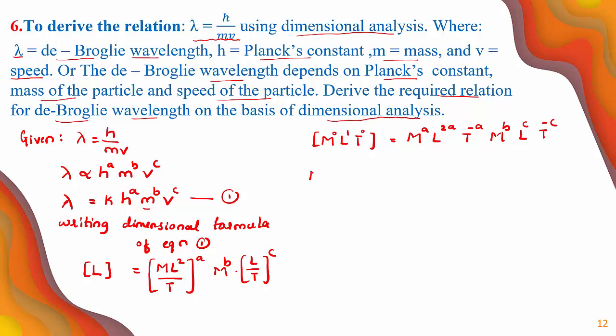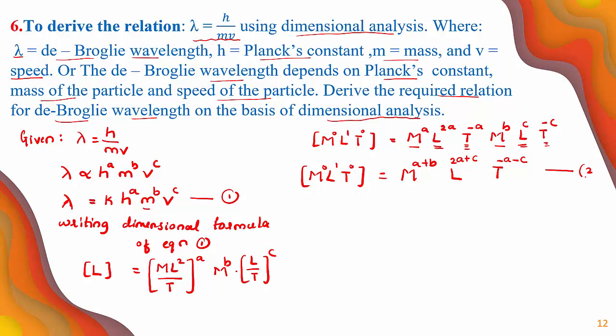Then we can write M raised to 0, L raised to 1, T raised to 0 is equal to, here M and M bases are the same, so powers must be added: M raised to a plus b. Then here also L, here also L. So L is the base, bases are the same, powers must be added: powers are 2a plus c. Then T and T, bases are the same, powers must be added. So we can write T raised to minus a, plus into minus will be minus c.